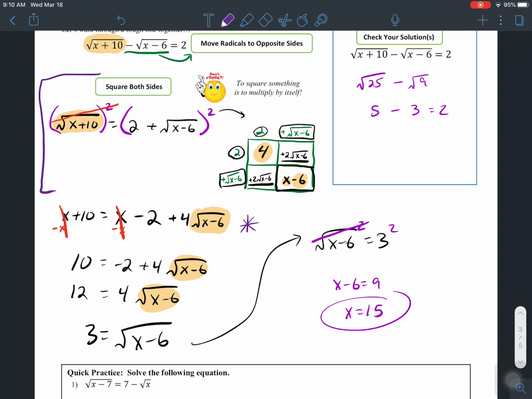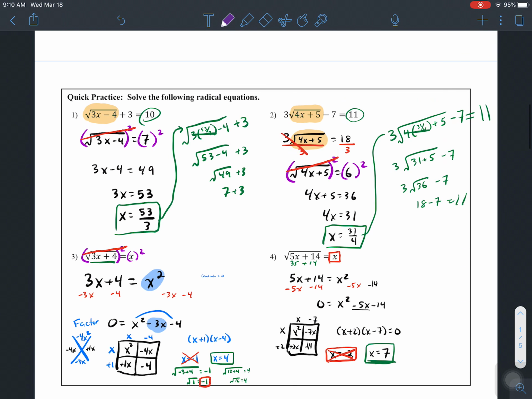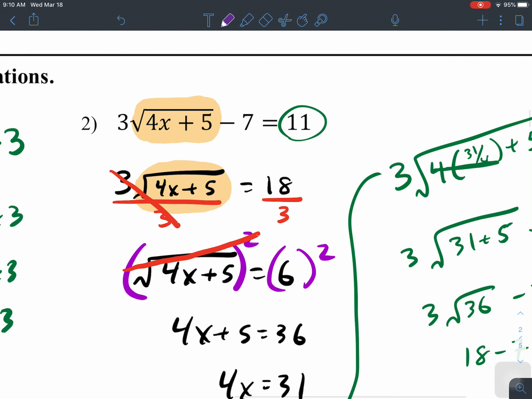Now, your answer, I gotta tell you, after you combine like terms, you go, oh my goodness, x plus 10, x minus 2, 4 square root of x minus 6. You get freaked out. There's a lot of x's. But realize that x went away really fast. And you were left with a problem that was no different than that one.